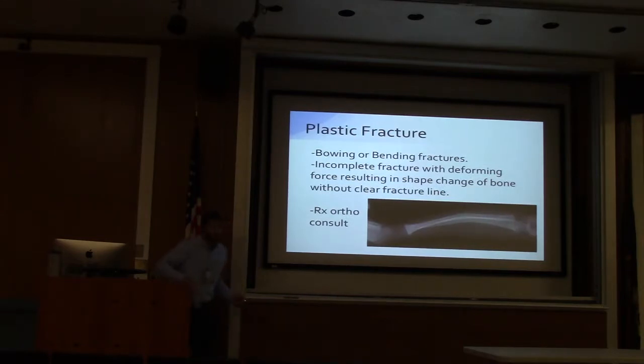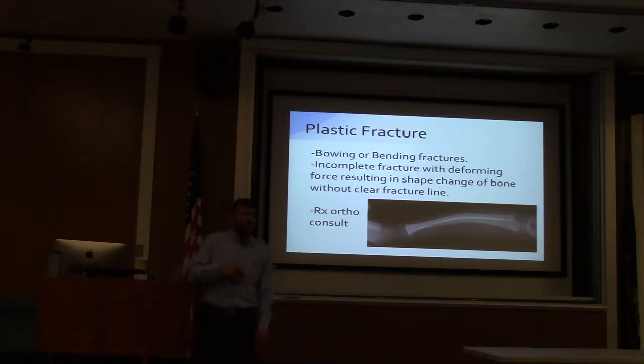And this is called a plastic fracture, or bending, or also bowing fracture. It's a type of incomplete fracture. As you see, there's bending of the radius and ulna, and there is no fracture line. I don't know if somebody has seen this bending fracture. Did you see any of those plastic fractures?